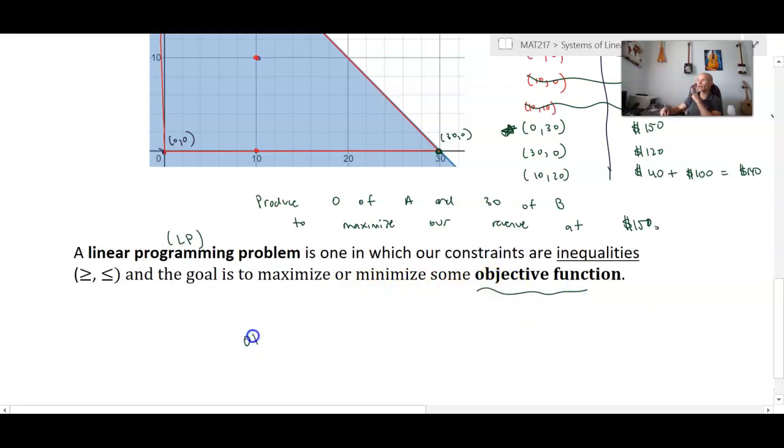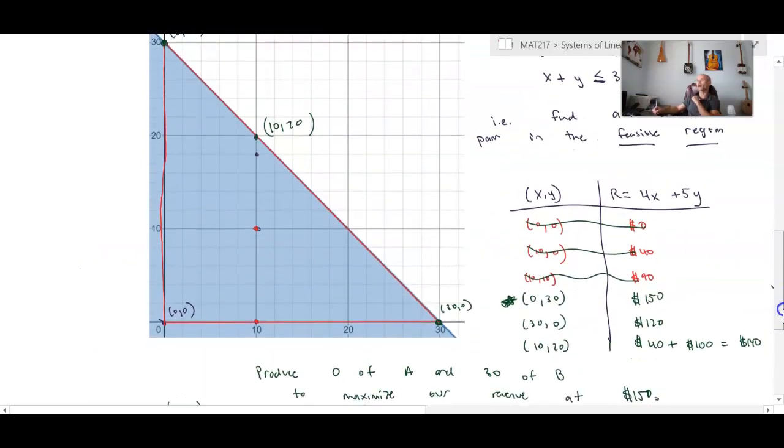So our objective function was the thing that we wanted to maximize, which we just denoted as r equals 4x plus 5y. This was our objective function. It's a function because this is what we were plugging our ordered pairs into, and the output would give us the revenue, and our objective is to make the output of this as large as possible while sticking to our constraints.